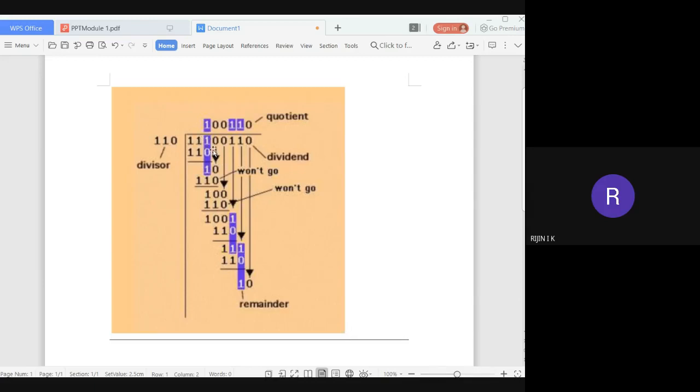Subtraction operation is what we tried to perform. Try to subtract the divisor from the dividend. Then if it is possible to subtract the divisor from the dividend, then you can place 1 here. Then again you have to shift the divisor. Initially it was in the first position, then we shifted one position.